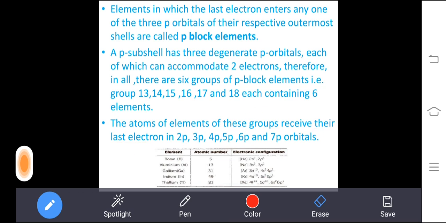Where the last electron enters, the element belongs to that block. If it enters the p, it is p block. If it enters the s, it is s block.